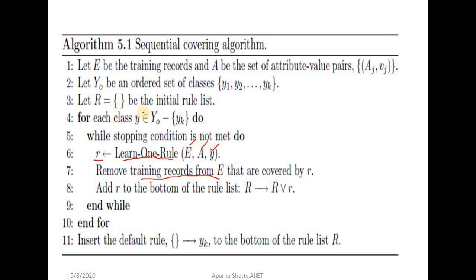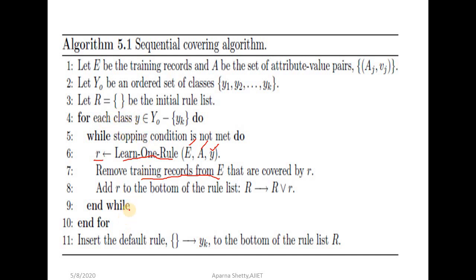So we will be generating the rules for each class label. We will generate a rule using the learn one rule method. Next we will remove the training records from E that are covered by that rule R, add R to the bottom of the rule list and repeat the while loop until the stopping condition is met. Then we end the for loop, that is, for each class label you generate the rule.